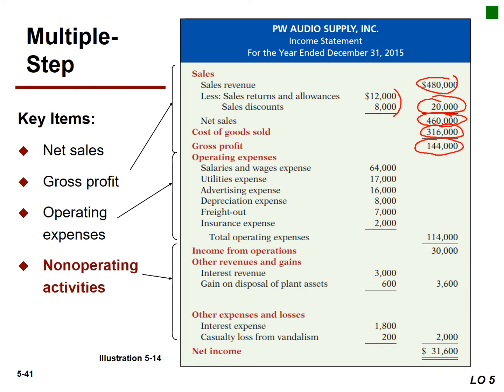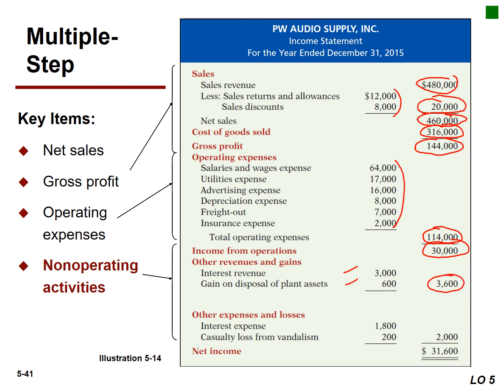We then subtract our operating expenses, just like we saw in our service business. This is our total operating expenses. Subtracting our total operating expenses from our gross profit gives us our income from operations, or income from our normal operations. If we have any non-operating activities, in this example we have a couple. We have other revenue and gain of interest revenue and a gain on a sale of some plant assets. Those total up to $3,600.